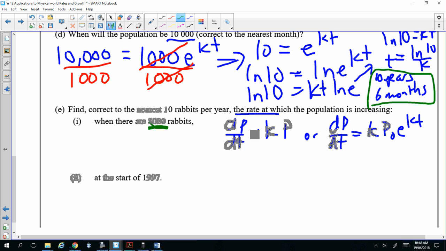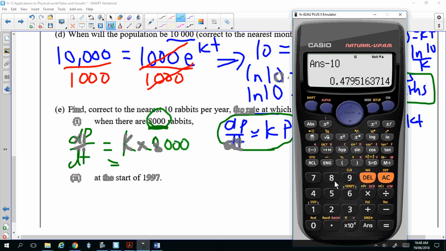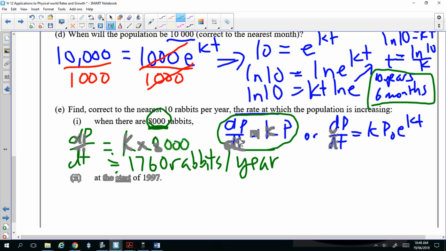Okay, so let's do dP/dt is equal to k times 8,000 rabbits. Now we know what k is. k is that 0.2 decimal. Let's do that. So you do 8,000 times alpha a. Gives you, to the nearest 10 rabbits, 1760. So approximately 1760 rabbits per year. So when there are 8,000 rabbits, the rate of change is 1,760 rabbits per year.